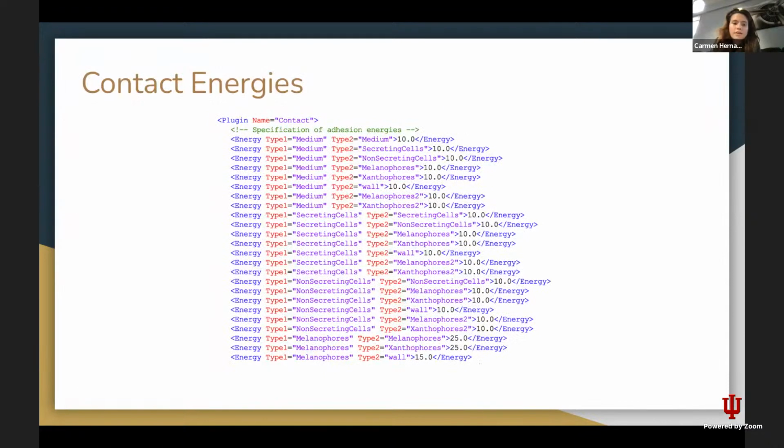And then here are our contact energies. So this still stayed the same. We still have the same contact energies as last time, and certain ones are increased so that cells can separate. And the contact energies between, sorry, I've been a little bit sick, the contact energies between the same cells are greater than the medium, so they'll separate more.